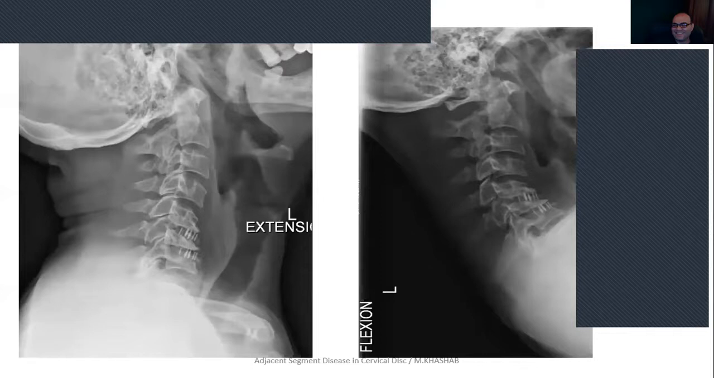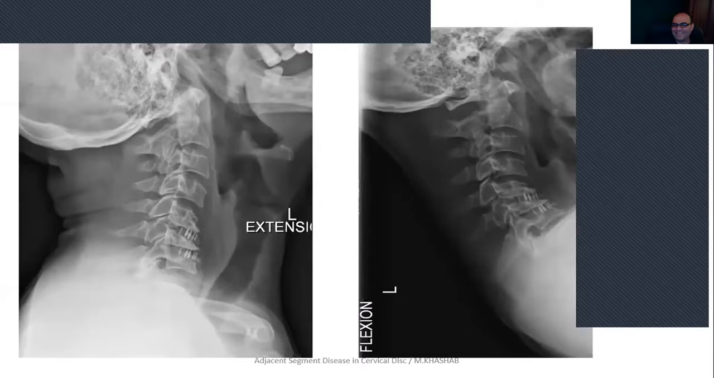So what I'm thinking is, if you keep this and you just put a plate, is it going to fuse after this time, or do you need to re-prepare the end plate and put in another graft, or do you have to do a corpectomy at this level? Just thinking about this, because it looks like it's not fused yet.